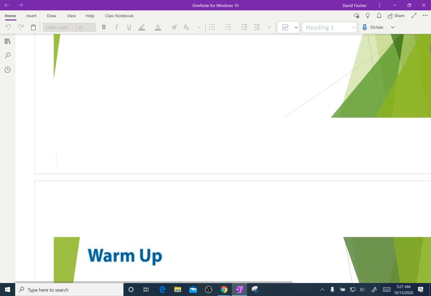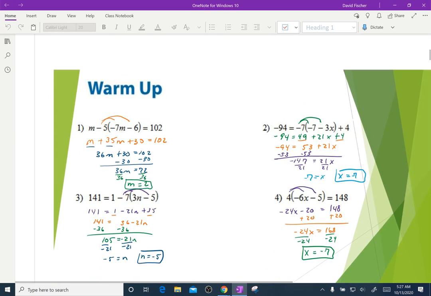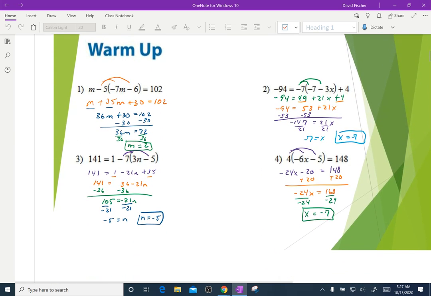All right, welcome back. Well, my computer's still having problems because it locked up while we were gone. So, anyhow, we're back. There's the answers I got. For number one, I got 2. Problem number 2, I got -7. You can hardly see my negative sign there. And number 3, I got -5. And 4, I got x is -7. So you can pause the video if you didn't get those answers and see.